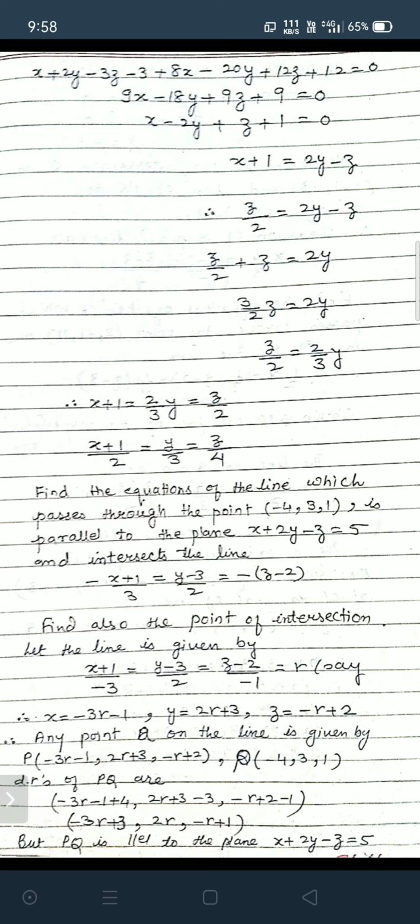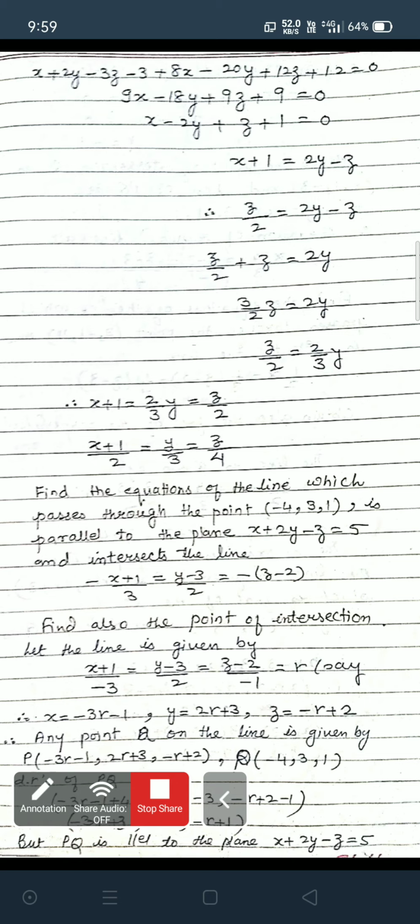Here find the equation of the line which passes through the point minus 4, 3, 1, is parallel to the plane x plus 2y minus z is equals to 5 and intersects the line minus x plus 1 by 3 is equals to y minus 3 by 2 is equals to minus z minus 2. Find also the point of intersection.